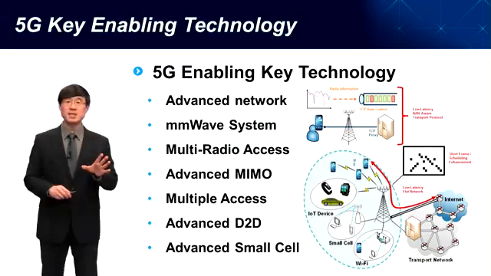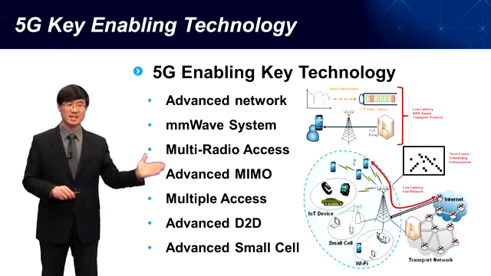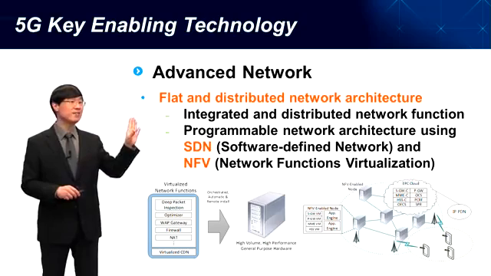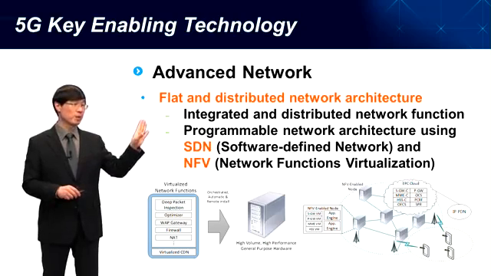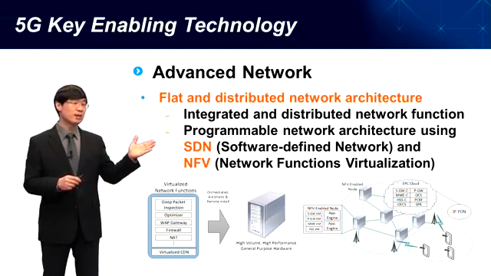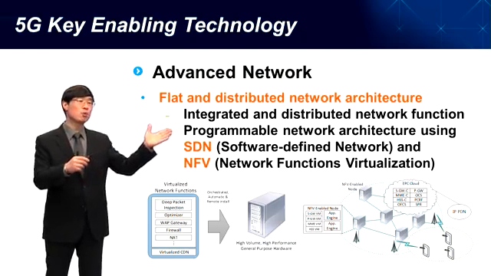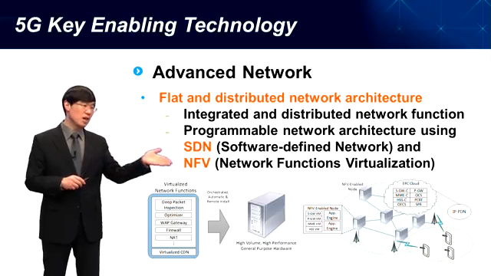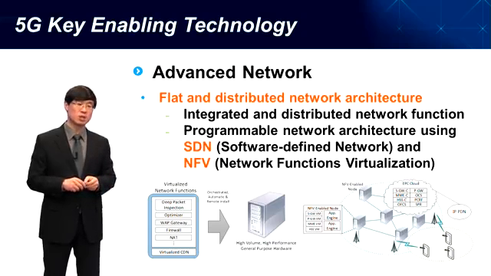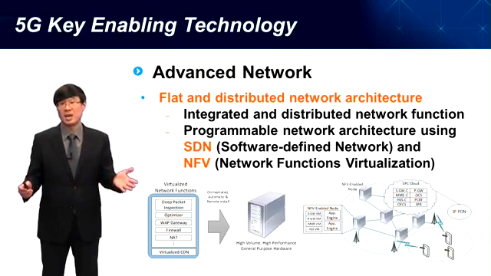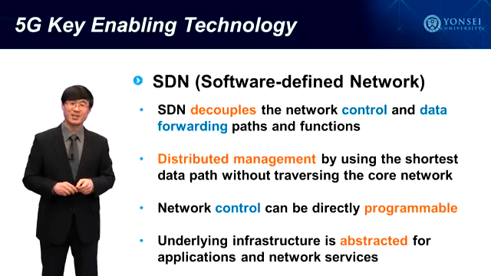Now, 5G enabling key technologies. This is a list, and let's see where we can go with these technologies. First, advanced networking technology. Now, I said flat and distributed network architecture. We want an integrated and distributed network function. We want it to be programmable. We want it to be a programmable network architecture that uses SDN, software-defined network, and NFV, network functions virtualization. And you may be thinking, why do we want that? What was a problem that we had in 4G technology? I'll explain it to you.